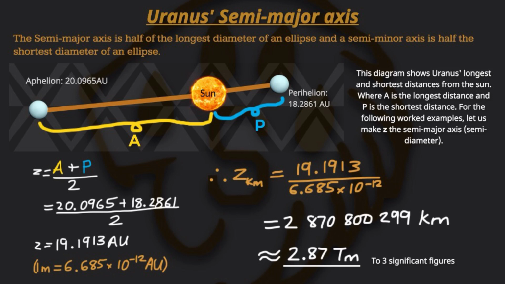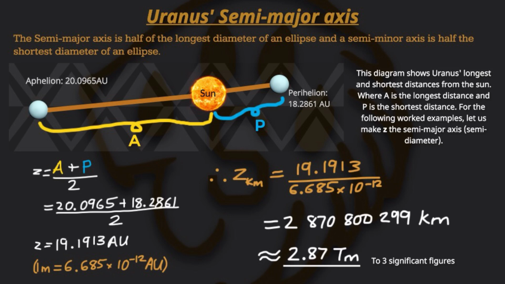which equals 2,870,800,299,000 meters. That's why I find it says 299,000 meters, which is kilometers basically. And then if you convert it to terameters, which is basically the 2 trillion, so it becomes 2.87 trillion meters, which is basically terameters if we use the scientific prefixes for the international standard of units.